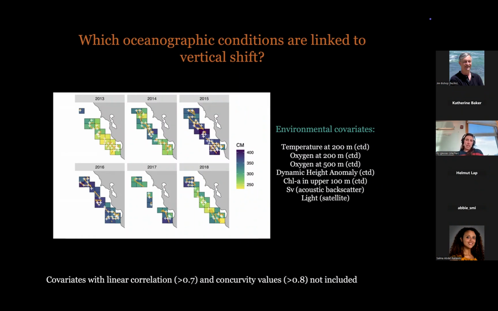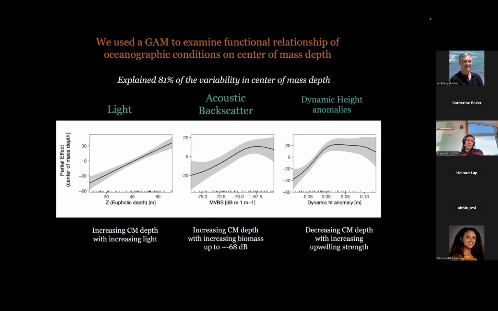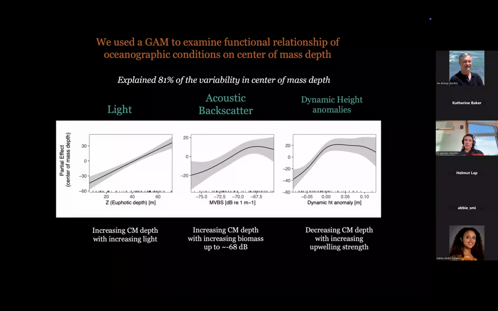In this case, we used CTD and a combination of satellite data to look at which oceanographic conditions might be driving the shift we saw during the heat wave years. We used a generalized additive model to examine the functional relationship between these oceanographic conditions and found that light, acoustic backscatter, which was mean volume backscatter, and dynamic height anomalies explained about 80% of the variability in center of mass depth. The relationship between center of mass depth and light was most straightforward: an almost linear relationship where increasing light led to increasing center of mass depth. Increasing acoustic backscatter also led to increasing center of mass depth up until a point, about 68 dB, where it plateaued.